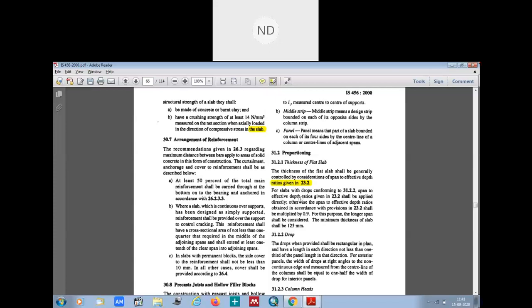Now what is mentioned here is that for slabs with drops conforming to 31.2.1, the span to effective depth ratio given in clause 23.2, which we saw, shall be applied directly. Otherwise, when there is no drop, the span to effective depth ratio obtained in accordance with the provision in 23.2 shall be multiplied by 0.9. For this purpose the longest span will be considered, and remember this: the minimum thickness of the flat slab shall be 125 mm. This is the minimum thickness of the slab which you must take.